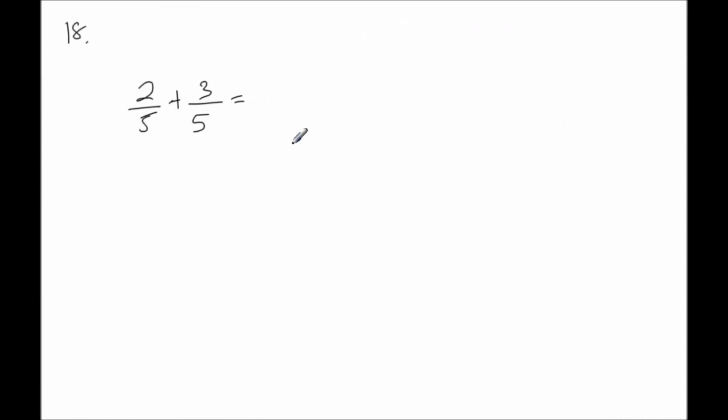Number 18 asks us to add the fraction 2/5 plus 3/5. So we have it set out here. If the denominators are the same, we simply add the numerators and keep the denominator the same. So we would say 2 and 3 would give us 5 over 5. Now 5 over 5, how many times could 5 go into 5? 1 time. So it would be, our answer, 1 whole.